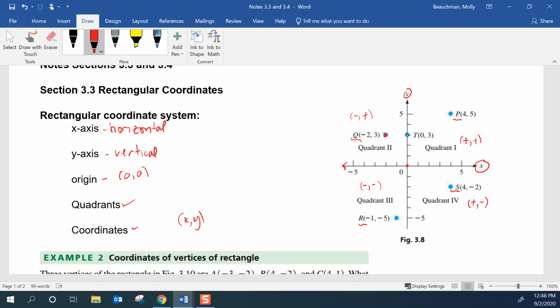So if a point is on the y-axis, such as point T, that means the x-coordinate is 0, and then the y-coordinate in this case is 3. If your point is on the x-axis, then this point would have an x value of negative 3, but the y-coordinate would be 0. So those are like x and y intercepts, or points that are on the x and y axis. So just a review of the coordinate system.